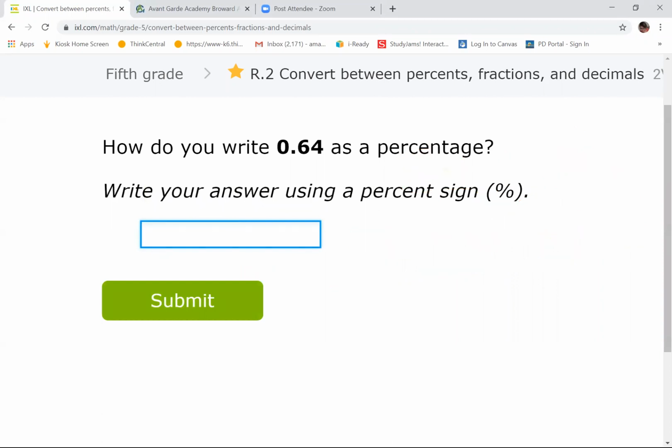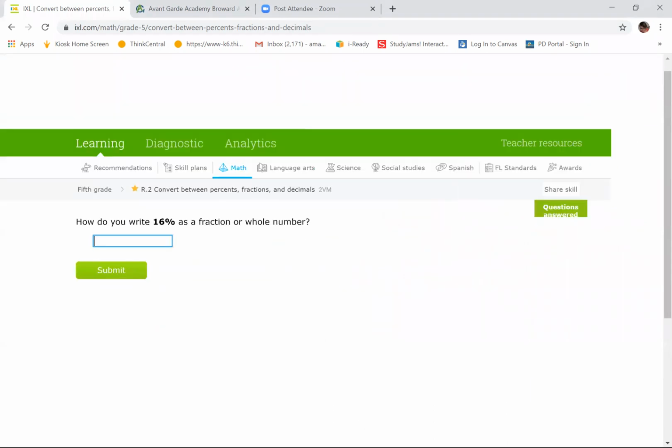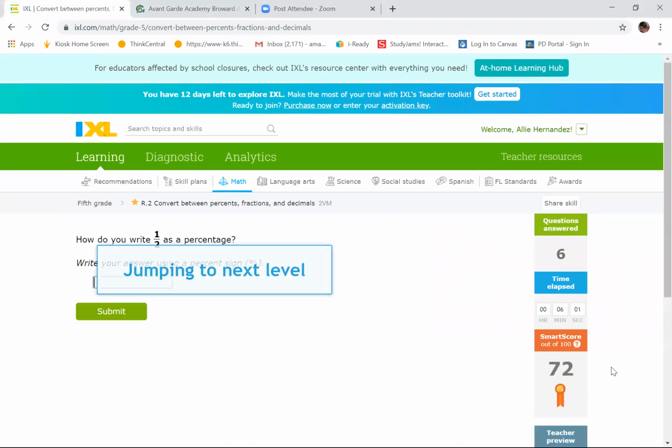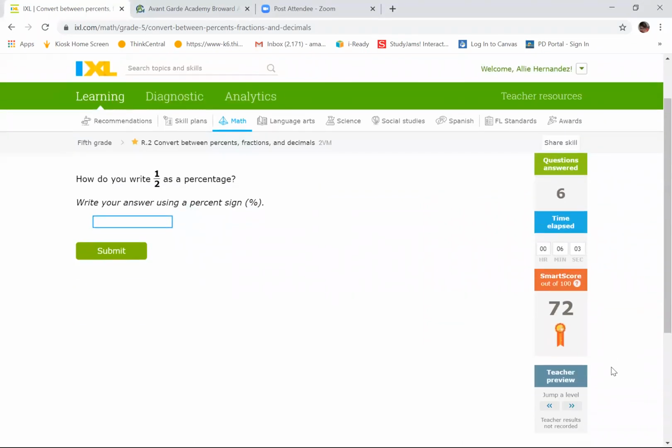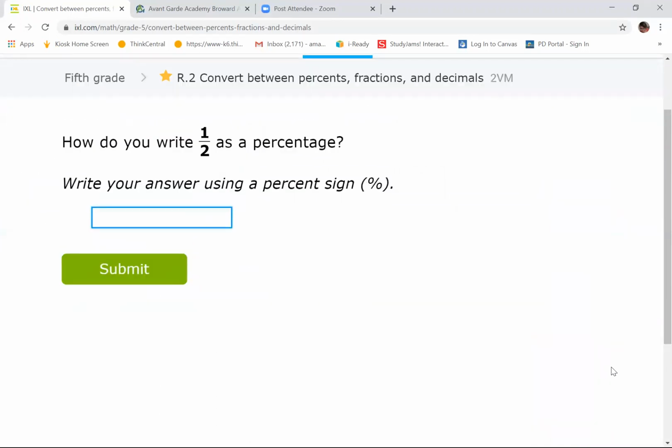All right, how do you write 64 hundredths as a percentage? It becomes 64%. This is a pretty simple idea, right, guys? All right, let's jump to the next level. That's what we want. We want some challenge because you guys are so smart.